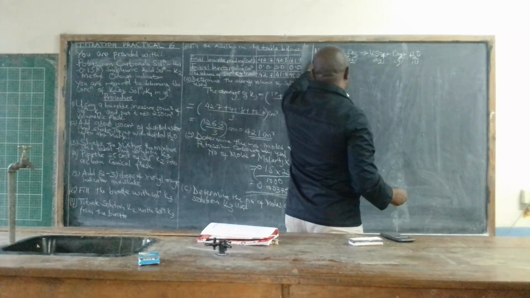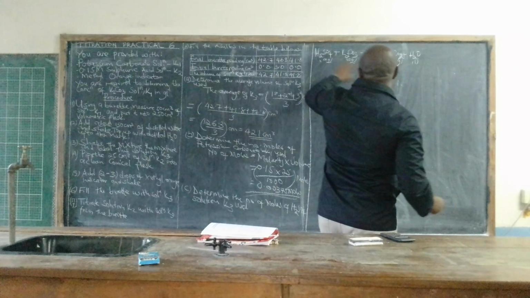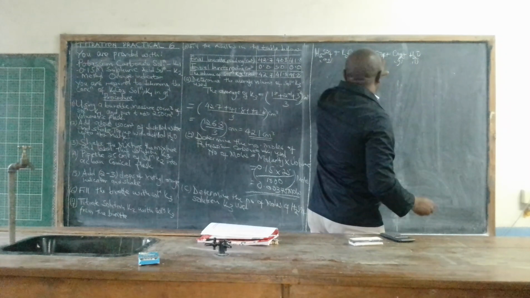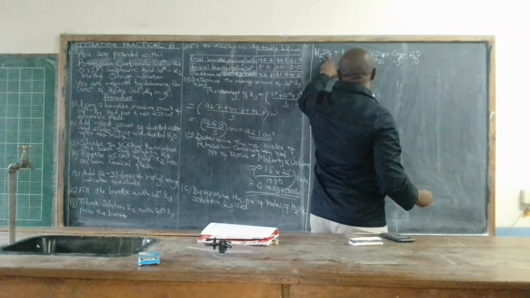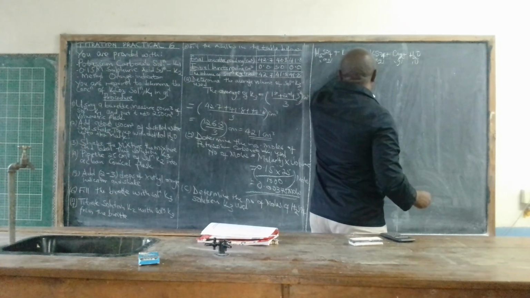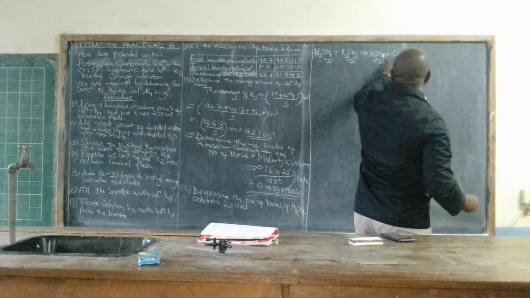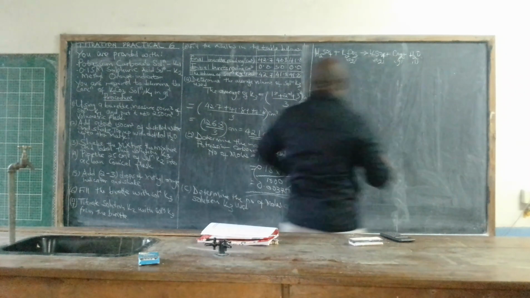So let us compare hydrogen. Hydrogen, we have 2 hydrogens here. Here we also have 2 hydrogens. Sulfate, we have 1 sulfate. Oxygens, how many oxygens do we have on the reactant side? We have 4 oxygens plus these are 7. 7, and on this side we have 4, 6, 7. So the equation is balanced.